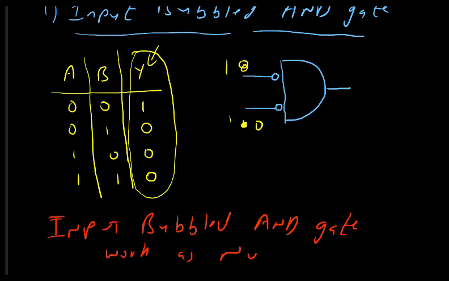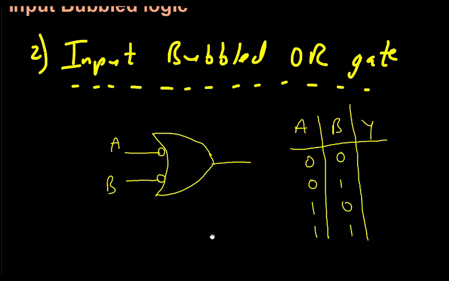Okay, so it is equivalent to a NOR gate. This is our conclusion, that input bubbled AND gate works as a NOR gate, because this is the output of a NOR gate. So next is input bubbled OR gate.